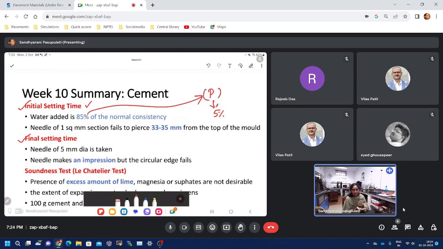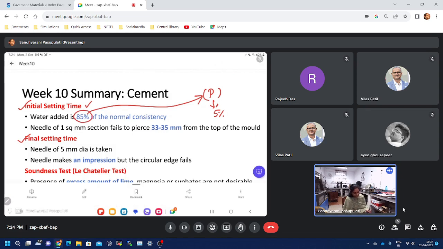So we do not want any marks on the surface. So the amount of water chosen would be 85% of normal consistency. So these are the initial and final setting times.